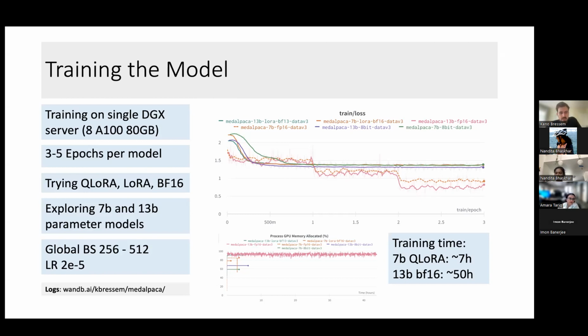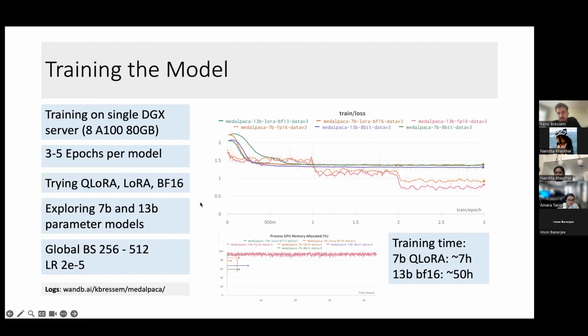And the batch size was 256 for the big model and 512 for smaller models. Training time varied between 7 hours to 50 hours for different models. If you're interested in the logs, you can look them up. They're openly available on my Weights and Biases site.